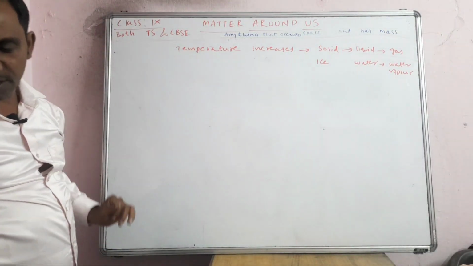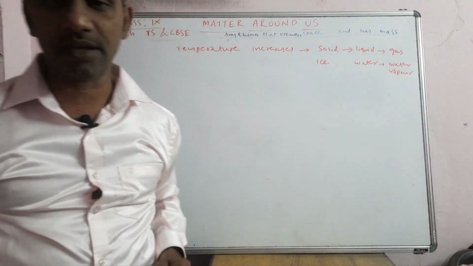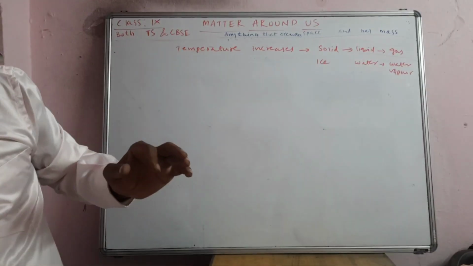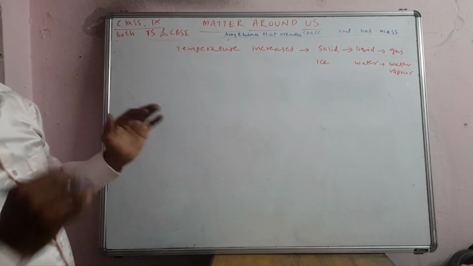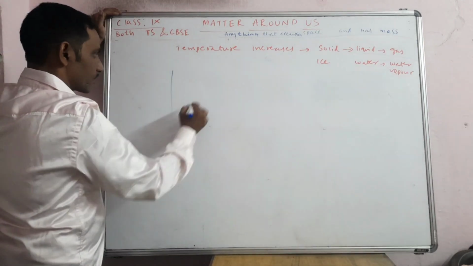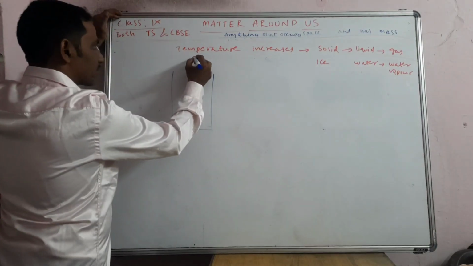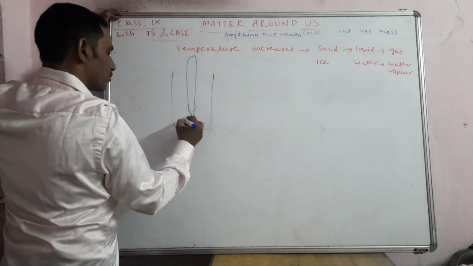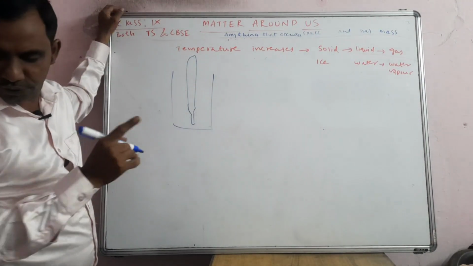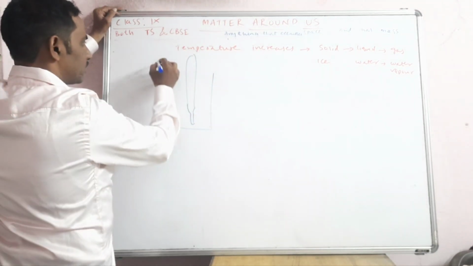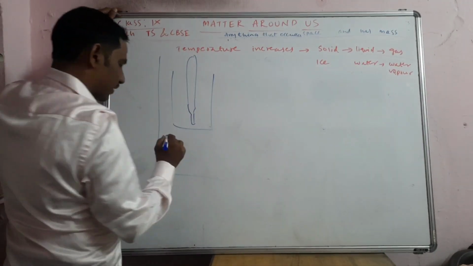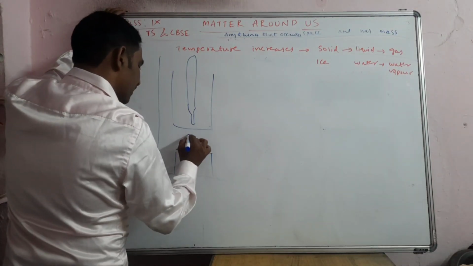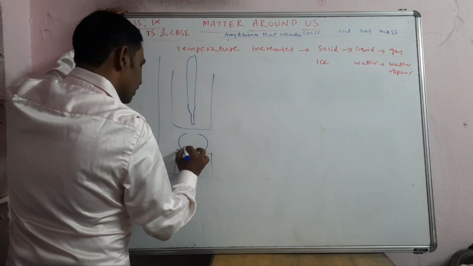What is the experiment? Generally, they will take ice cubes in one beaker and go on heating. Thereby you will get water. You keep a thermometer inside it, and to hold the thermometer you can use a stand. Here you are using a Bunsen burner or a spirit lamp. This is called a spirit lamp.